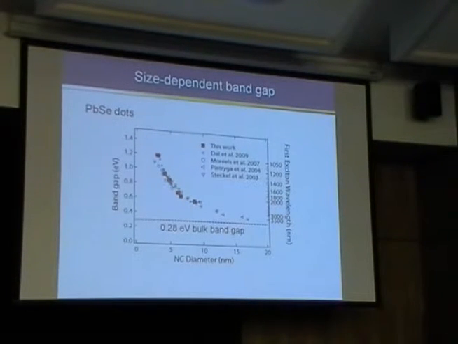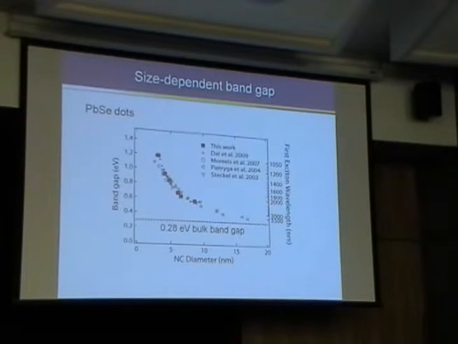So these are compounds that start off with band gaps that are around 0.2 or 0.3 electron volts. And because they have very large Bohr exciton radii, we can very easily quantum confine them at fairly moderate sizes. And so we can increase their band gap up from the IR and all the way, in this case, for lead selenide, up to about 1.5 electron volts or so.